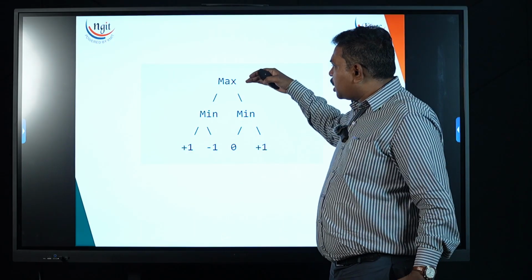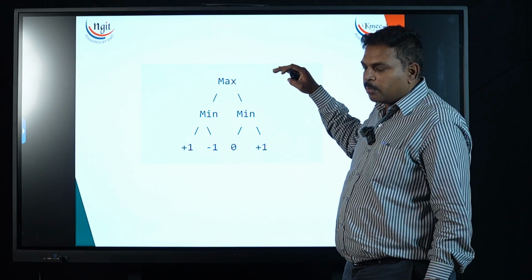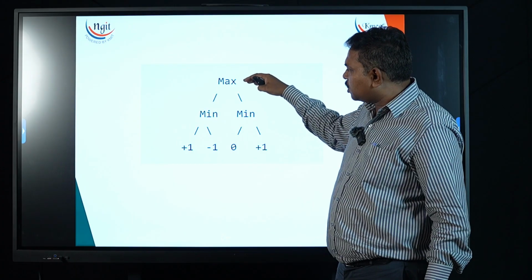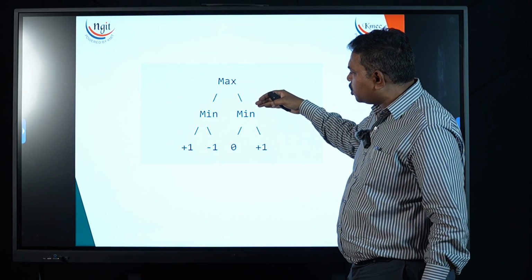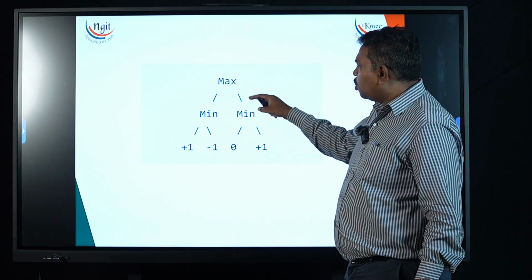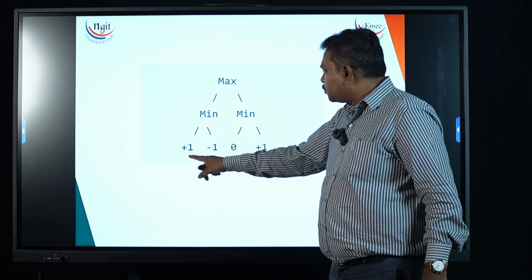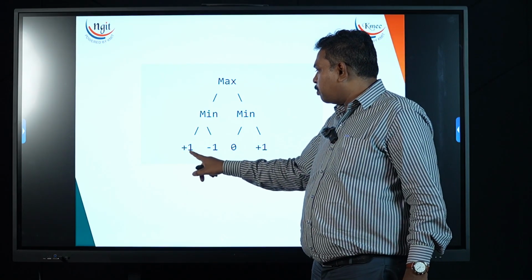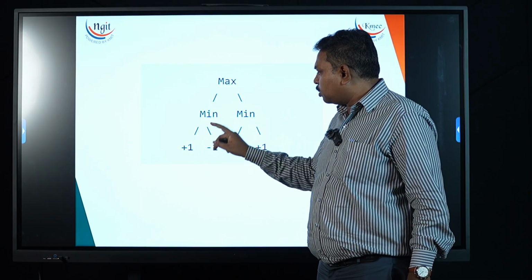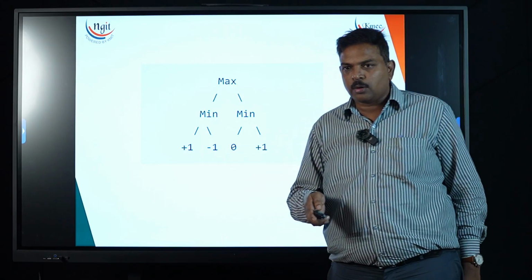That means the max player always tries to maximize his winning chance, and the min player always tries to minimize max's winning chances. And in the leaves we have the outputs of the game. +1 means you win the game, -1 means you lose the game, 0 means it's a draw.